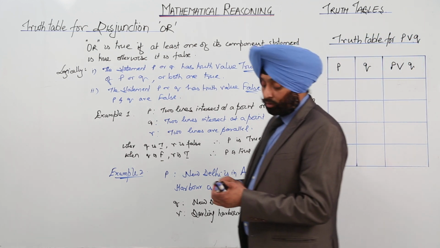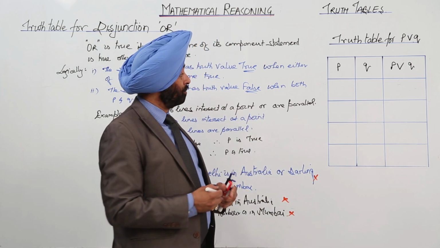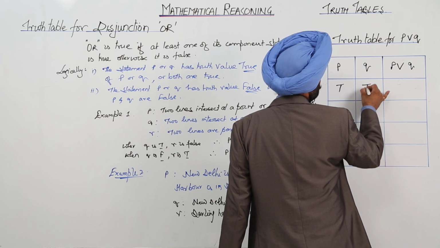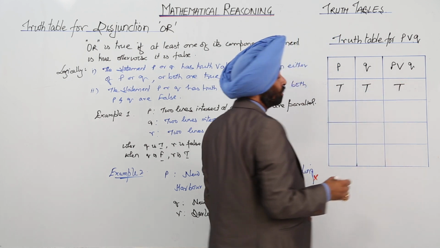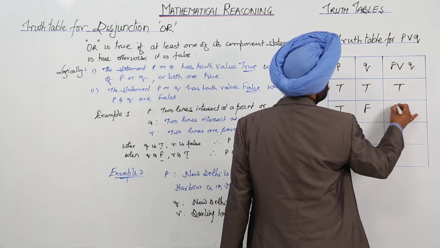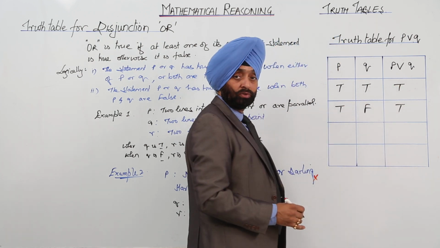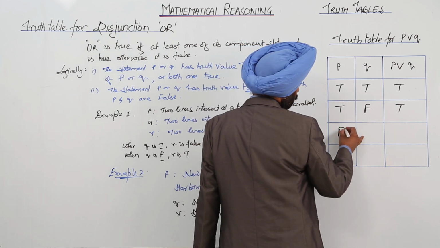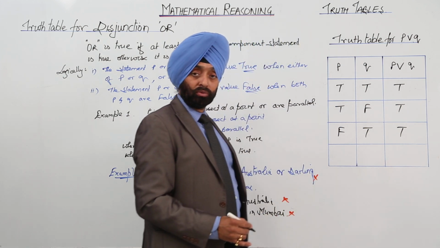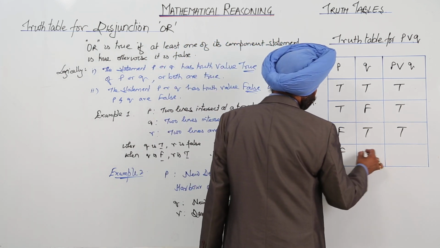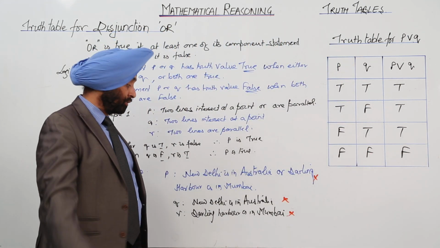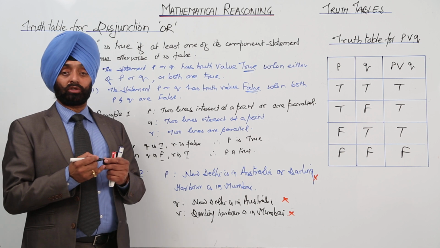Okay, so logically how to fill the table again? Now when P is true, Q is true, it means P or Q is true. When P is true, Q is false, P or Q is true. P is false, Q is true, P or Q will be true. And if P is false, Q is false, then P or Q will also be false. Okay, so this is truth table for OR.